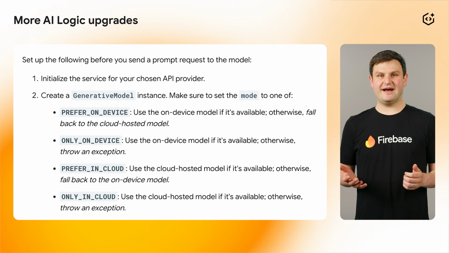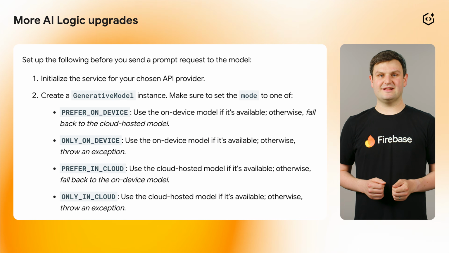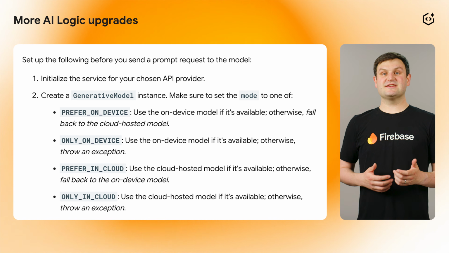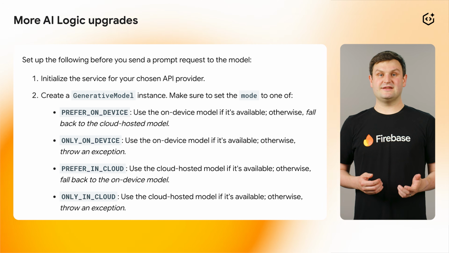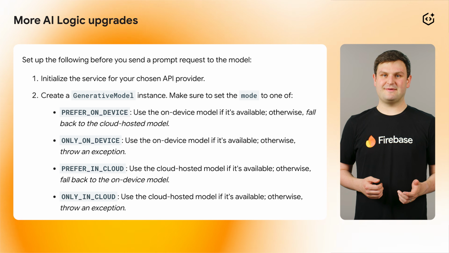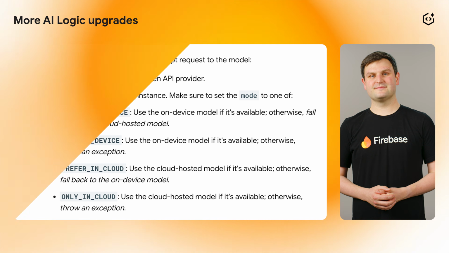The AI Logic team has been busy. In addition to Apple Foundation models, there's a big update for web developers too. The on-device hybrid API for web is now generally available. This enables production web apps to run local Gemini Nano models in Chrome with an option to dynamically fall back to cloud-hosted Gemini models when the local model isn't available.